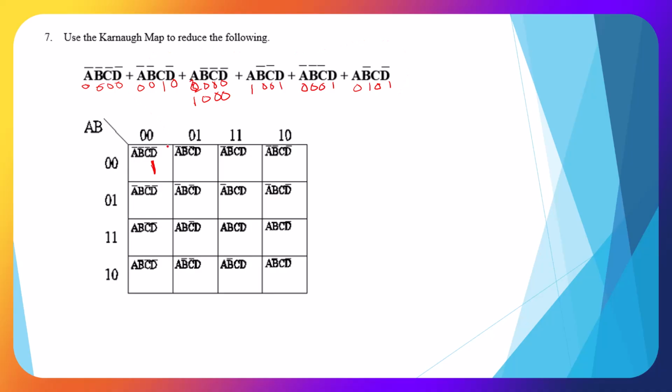Here's our first one. 0, 0, 1, 0 would be here. Next one would be 1, 0, 0, 0 would be there. Then we have 1, 0, 0, 1, which would be here. And 0, 0, 1, 1, 0, 0, 0, 1. And 0, 1.